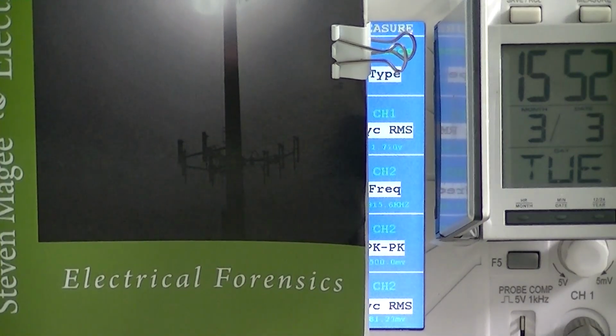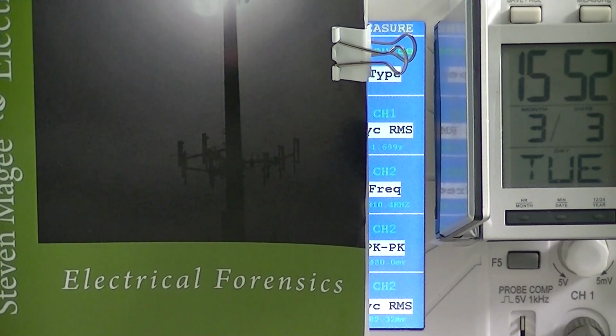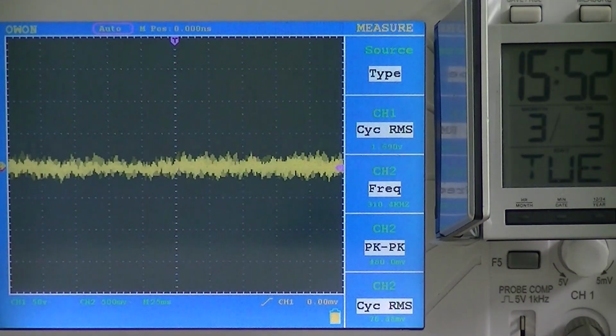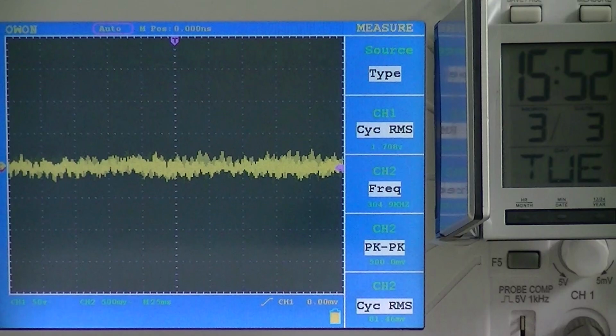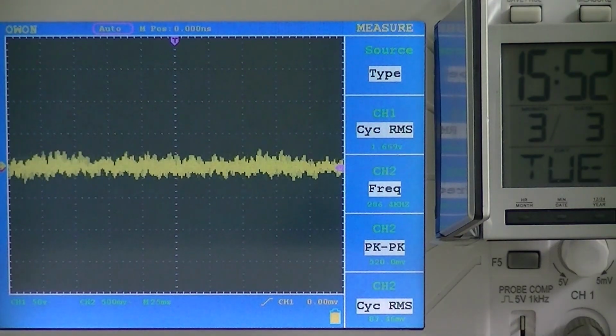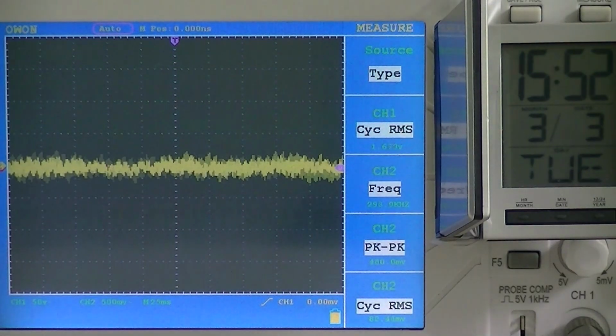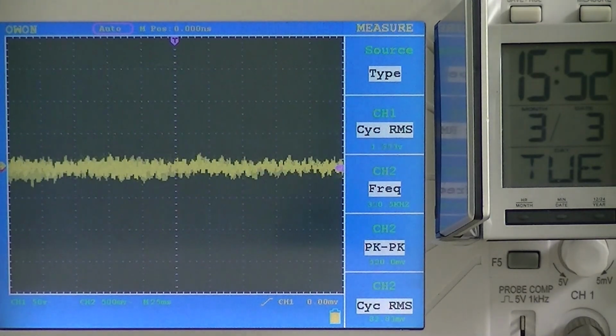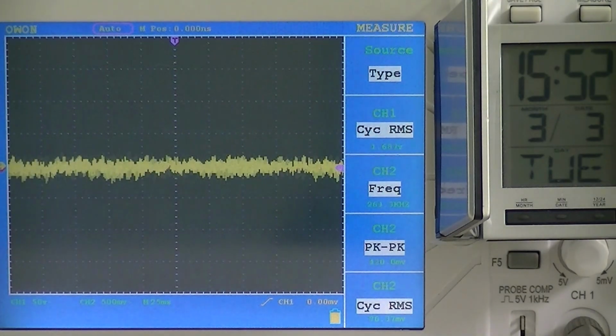Hi, my name is Stephen McGee and I'm the author of Electrical Forensics. And we're here to take a look at the AC electrical system at my home. Now, my home has a problem that is known as stray voltage. And I get very high voltages on my electrical grounding system.